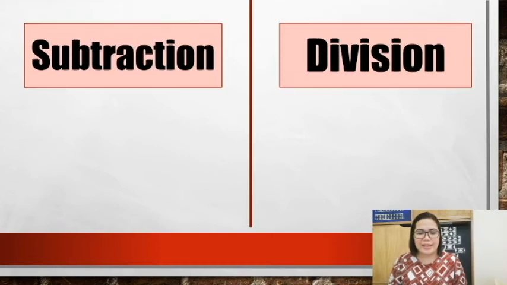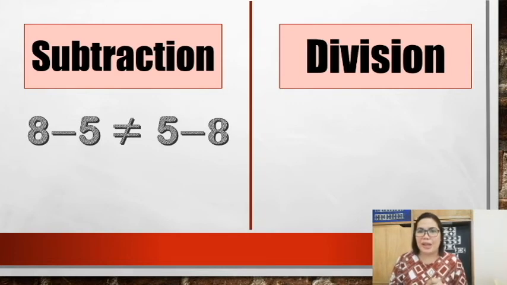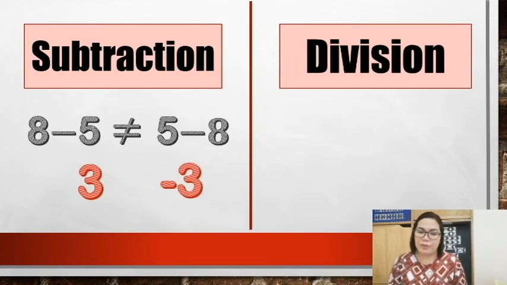So, let us take this example. 8 minus 5 is not equal to 5 minus 8. Now, take note that 8 minus 5 is equal to 3, while 5 minus 8 is equal to negative 3. Of course, 3 and negative 3, dili na siya pareha, no? So, see? Nakita ninyo ang diferensya kung unsay mahitabo kung masipyat ang sulat sa numero.